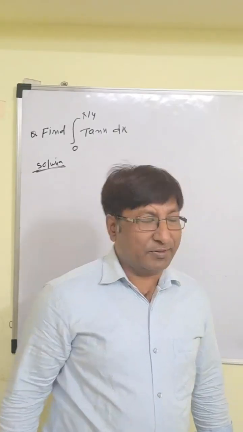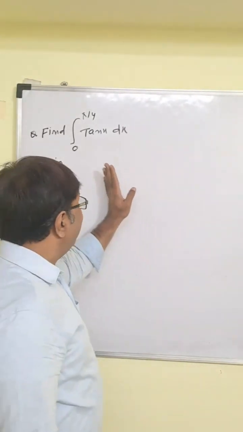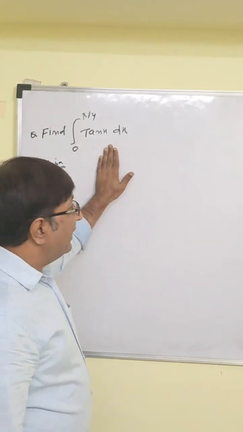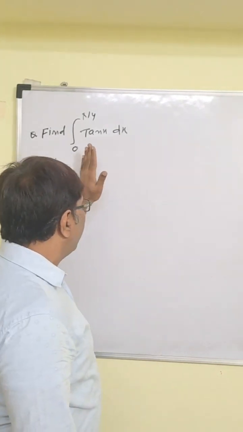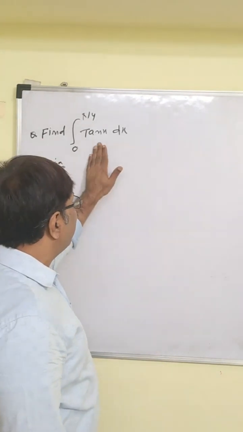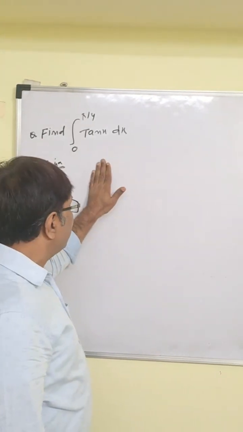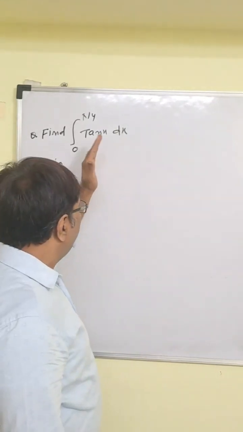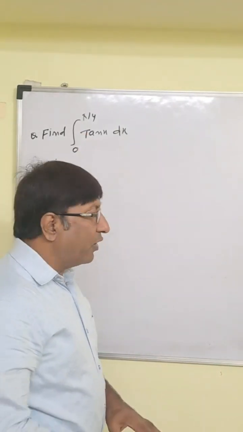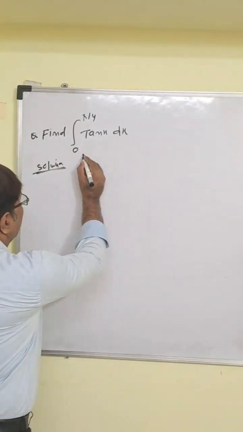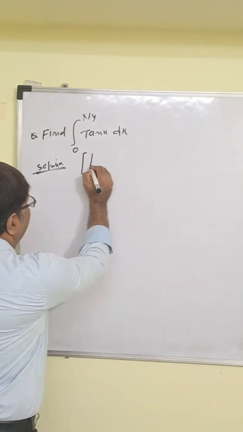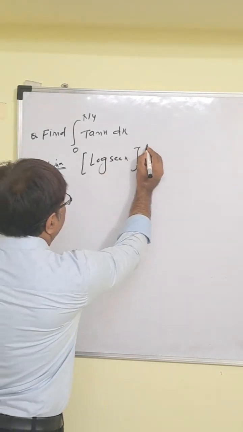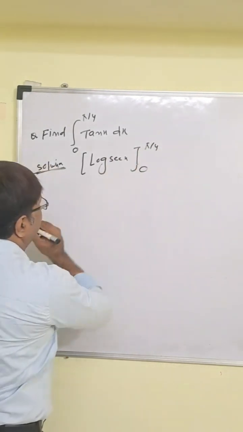Let us see the question. Here the question is find the integration from 0 to pi by 4 of tan x dx. That means the lower limit is 0, the upper limit is pi by 4, and the function given is tan x. So for this type of question, first find the integration of tan x and then the value of the upper limit minus the value of the lower limit. So the integration of tan x, you know, is log sec x. So the integration of tan x is log sec x and the upper limit is pi by 4, the lower limit is 0.